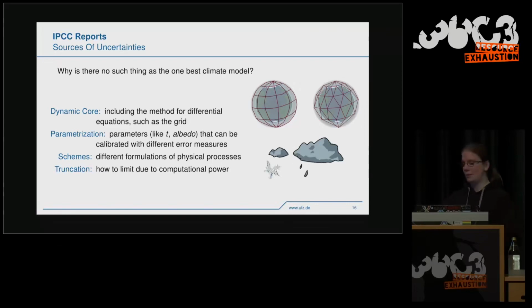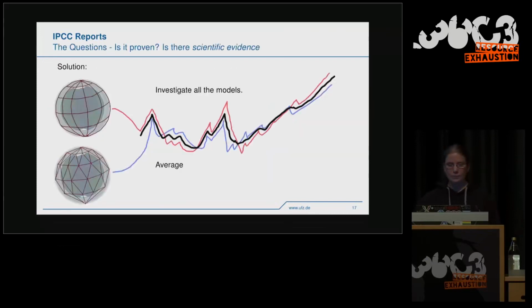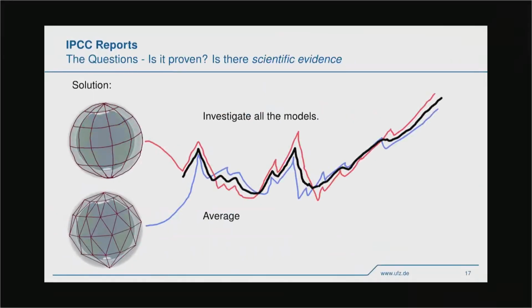So, what do we do? We investigate all the models we have. So there are different climate models that are representing our climate. And we take all the models that match certain conditions, I come to that later, and we average the output, and then we get a climate projection and also that uncertainty band you see.